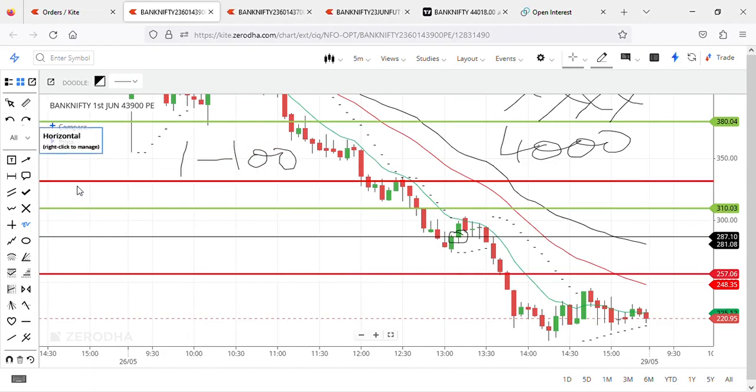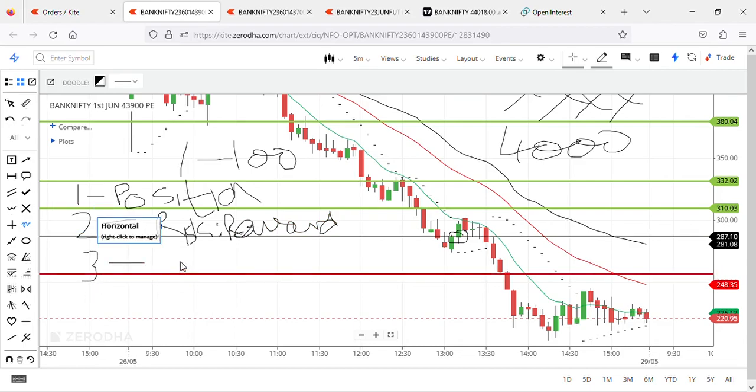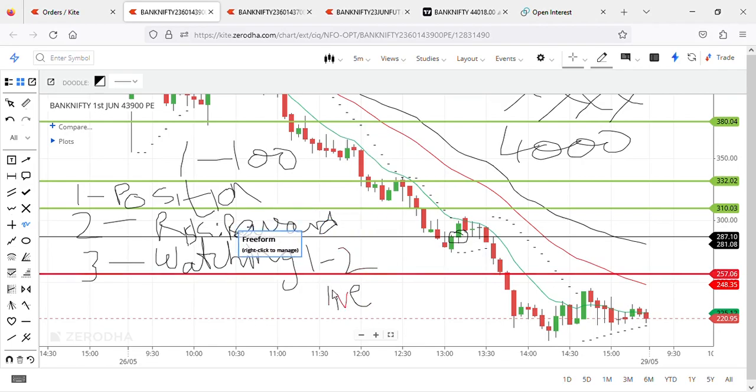So let's just run through all the points. One is position. Do you want to take a call or a put, and how much you're willing to risk. Two is risk levels, risk and profit levels, RR ratio, risk reward. Sorry, my handwriting is very bad on the mouse. Third is keep watching and have only 1 to 2 live trades, not more than that. You will be confused, you will miss out on some crucial moves.